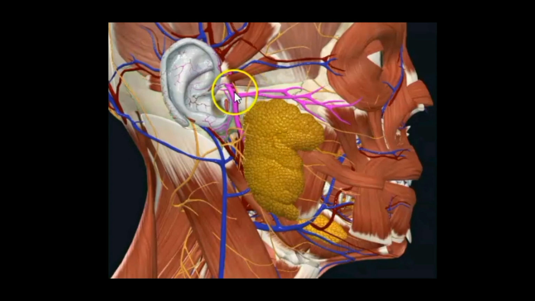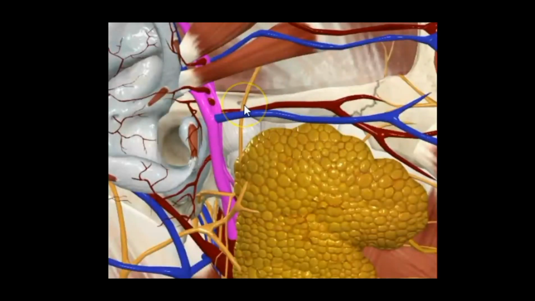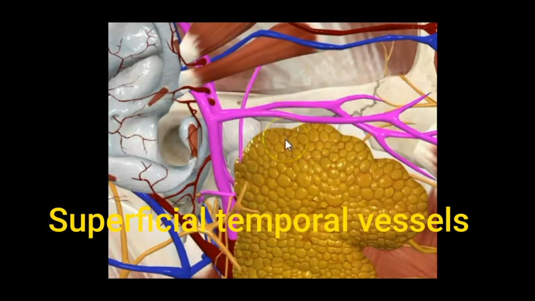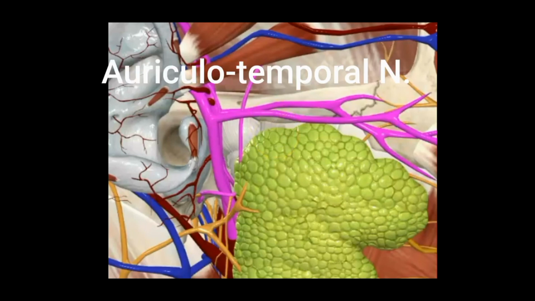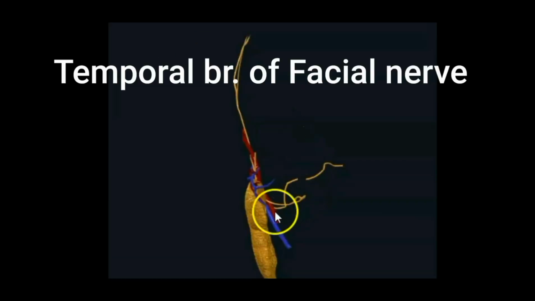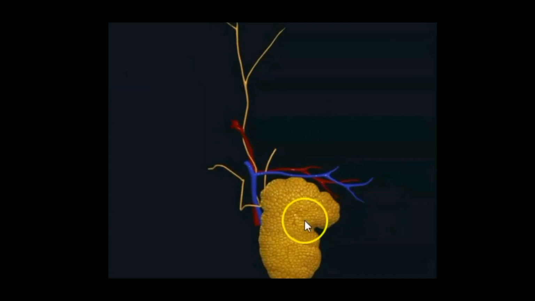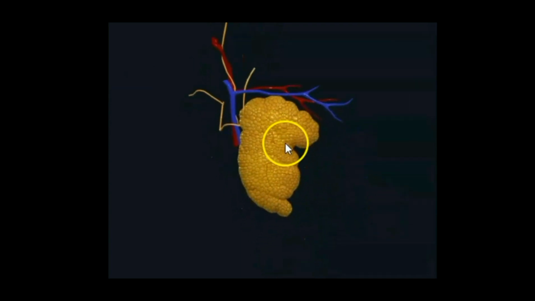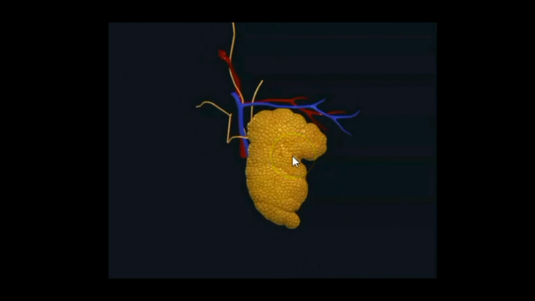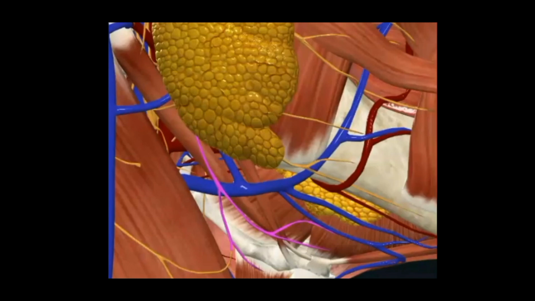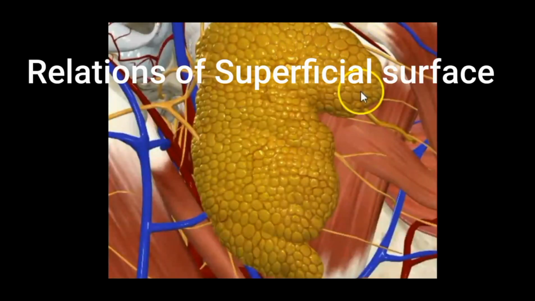Remember, the base is related to temporal structures, superficial temporal, auriculotemporal nerve, temporal branch of facial nerve, and these are transverse facial vessels coming from superficial temporal vessels. And you also can see temporal branch of facial nerve there. So you are seeing the superficial temporal vessels with their branches, auriculotemporal nerve and temporal branch of facial nerve. So these are the structures related to the base. Whereas apex, cervical branch of facial nerve and retromandibular vein, anterior division.